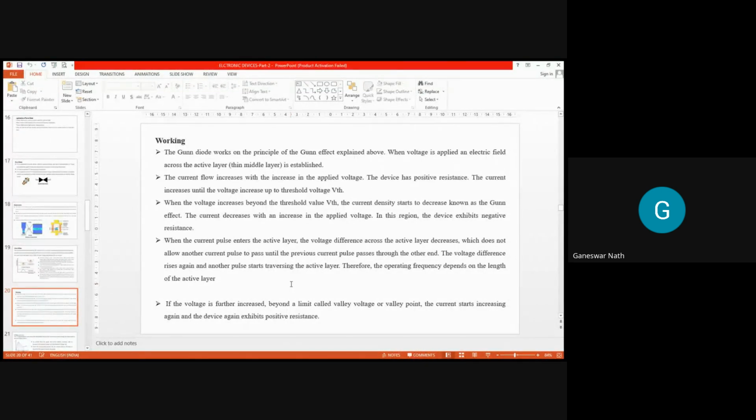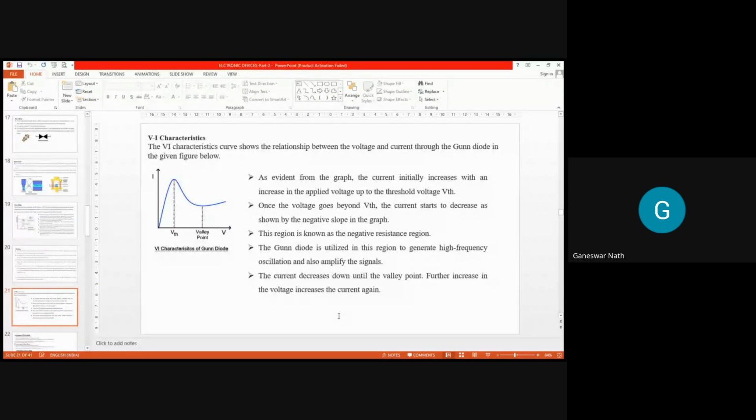If the voltage is further increased beyond a limit called the valley voltage or valley point, the current starts increasing again and the device again exhibits positive resistance. So with the increase of voltage, this is what happens. This is how a Gunn diode operates on the application of voltage.